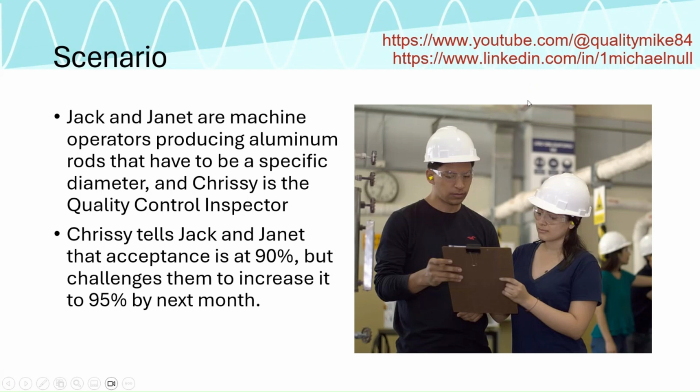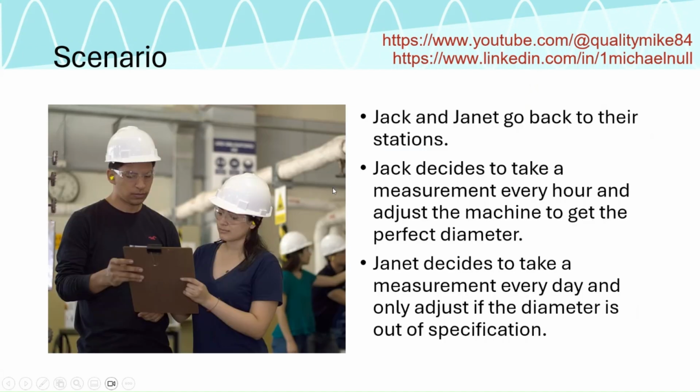So here's the scenario. Jack and Janet are machine operators and they're making aluminum rods, and those have to be a specific diameter. Chrissy's the quality control inspector. So Chrissy holds a meeting. She tells Jack and Janet that the current acceptance rate is 90%, but she challenges them to increase it to 95% by next month. Jack and Janet go back to their respective stations.